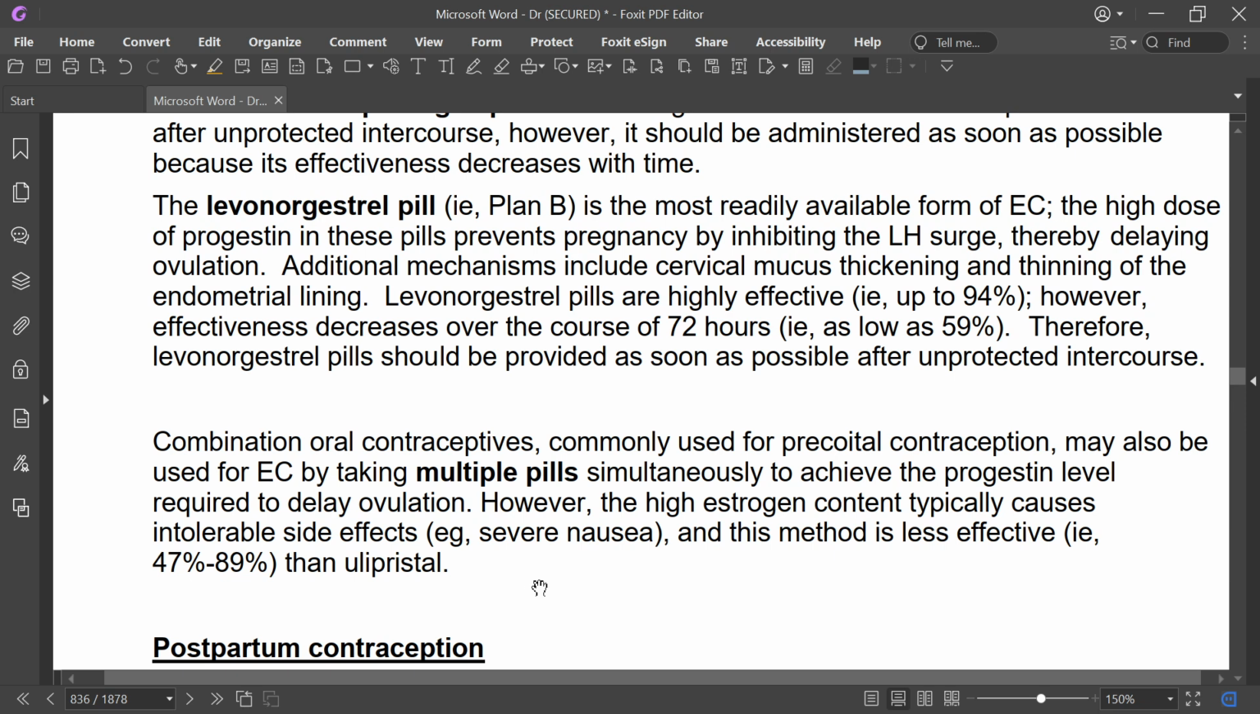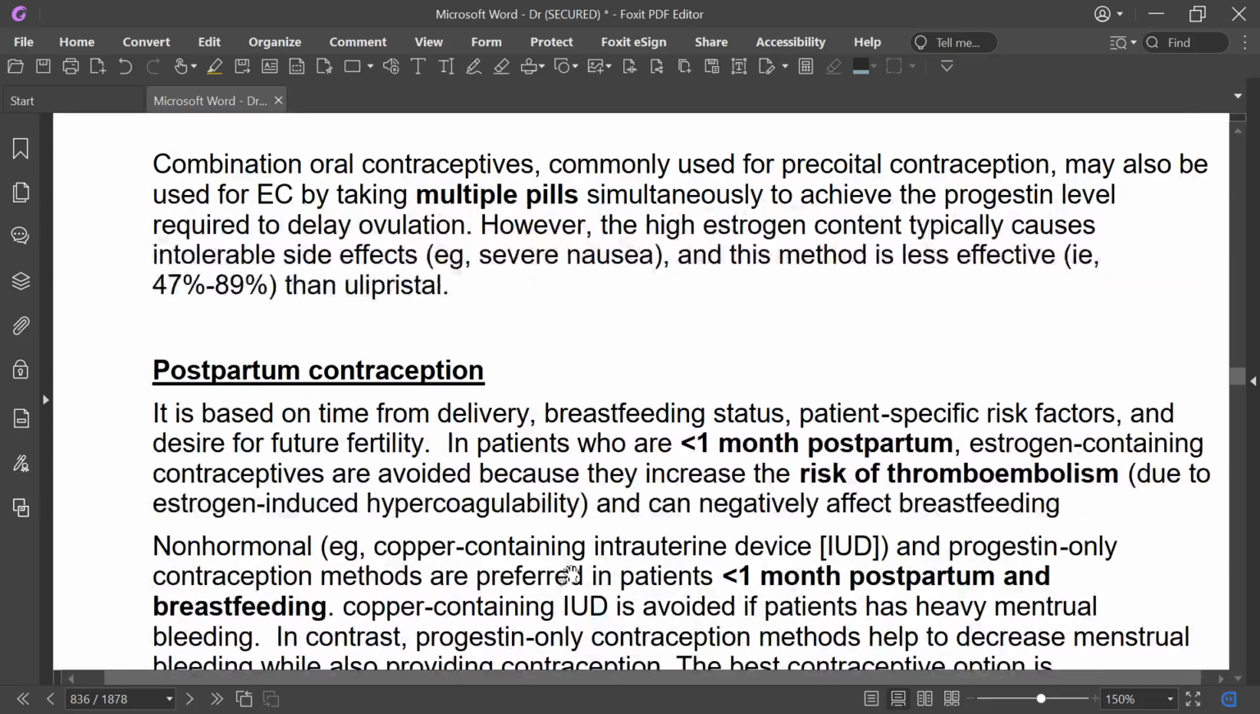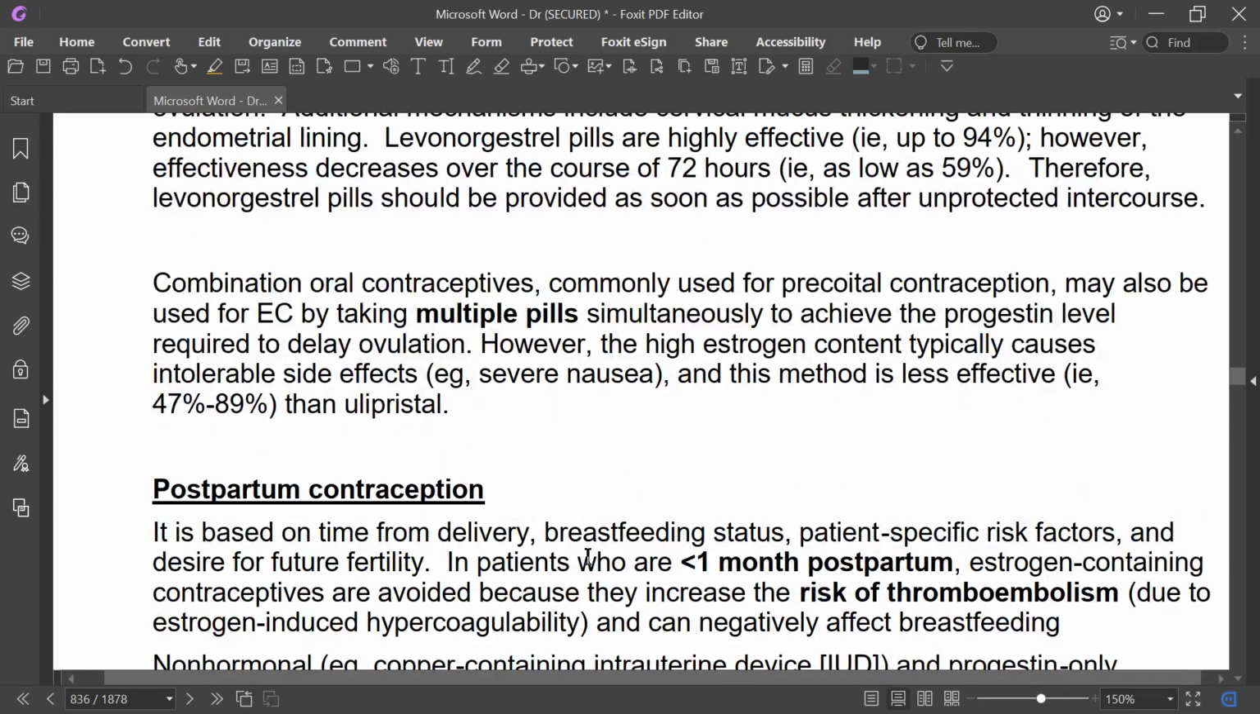Combined OCP, commonly used for precoital contraception, may be used as emergency contraceptive, taking multiple pills simultaneously to achieve the progesterone level required to delay ovulation. However, the high estrogen content typically has intolerable side effects.